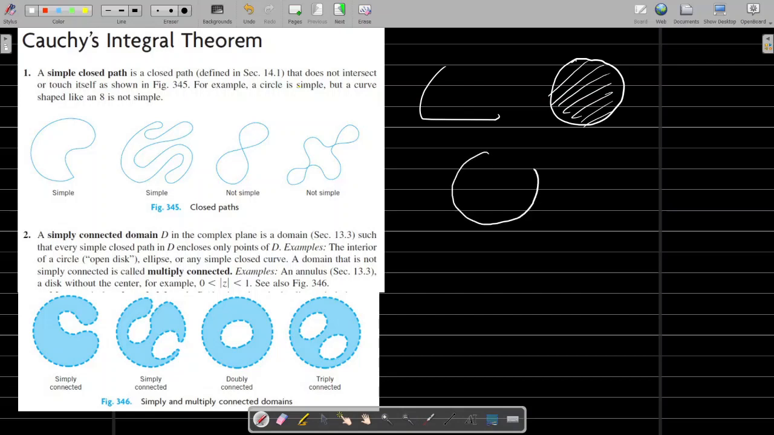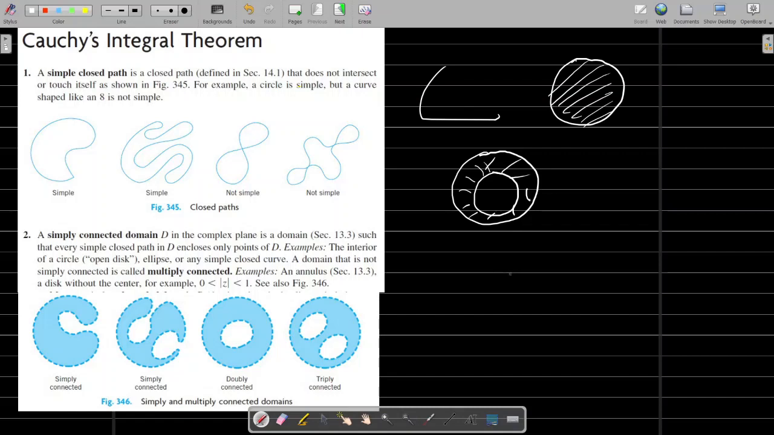Now if I consider a ring-shaped region like this, the region between two concentric circles, then this is not a simply connected domain because this region here is left out. But the actual definition is a little bit more. The definition is: a simply connected domain D in the complex plane is a domain such that every simple closed path in D encloses only points of D.